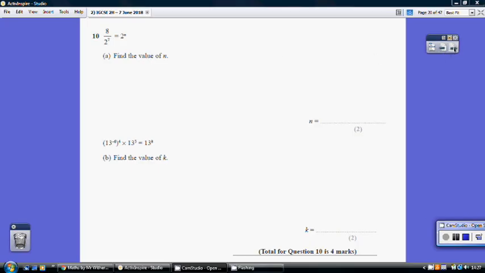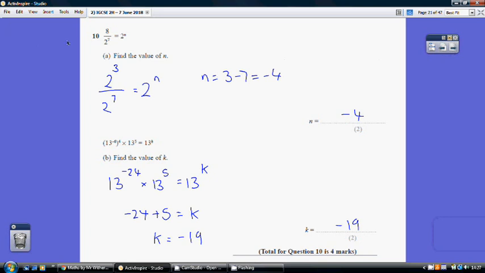Question 10, part A. Now we need to make the big number the same throughout, and that's going to be the smaller of the numbers that we're starting with. So we need to appreciate that 8 is the same thing as 2 to the power of 3, because 2 times 2 times 2 is 8. Now that we've got the same big number, we can just follow the index laws. So when we're dividing, we subtract the powers. 3 take away 7 equals minus 4. So n is minus 4.